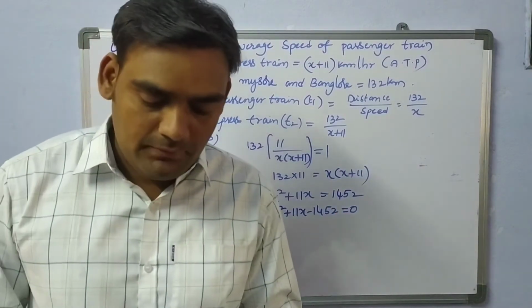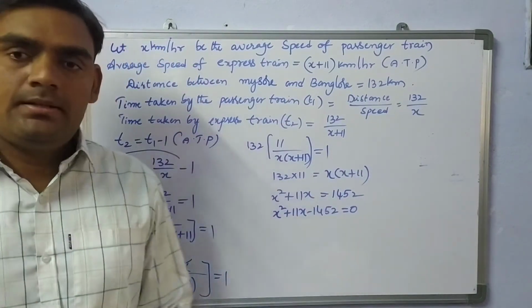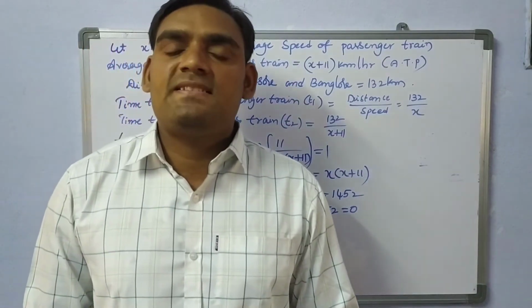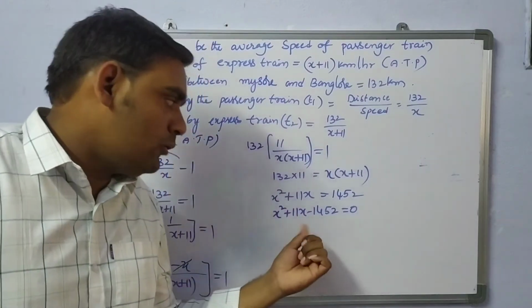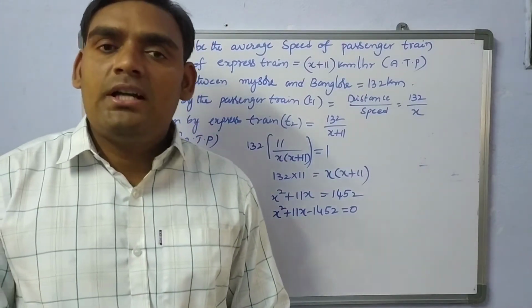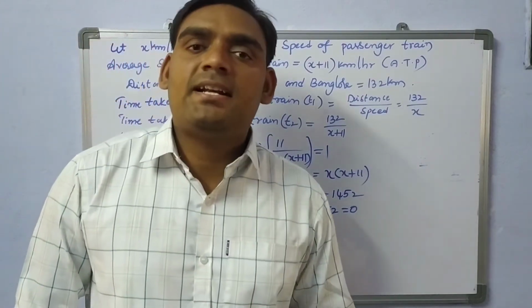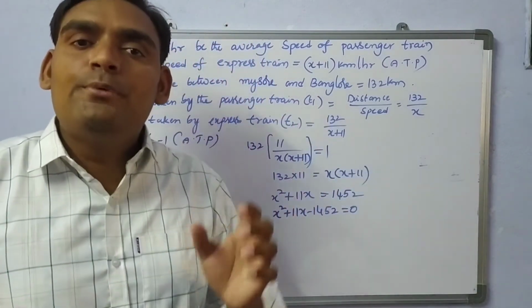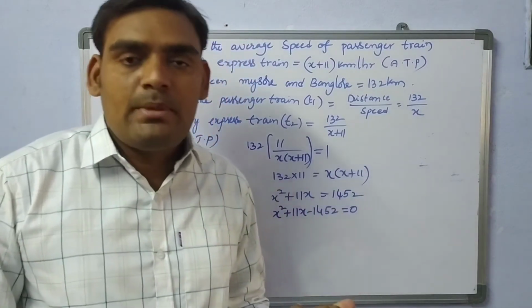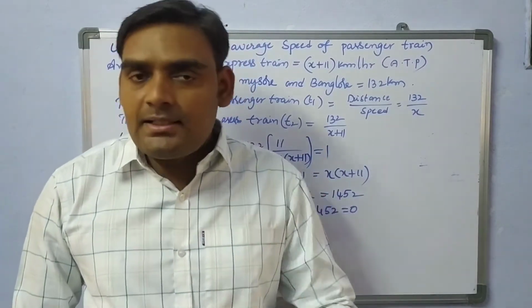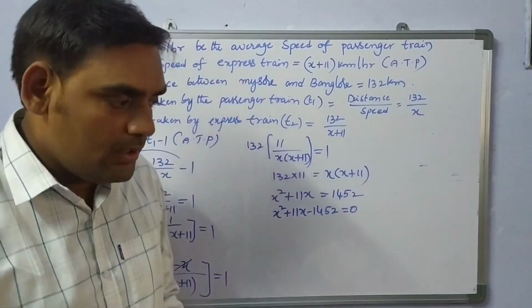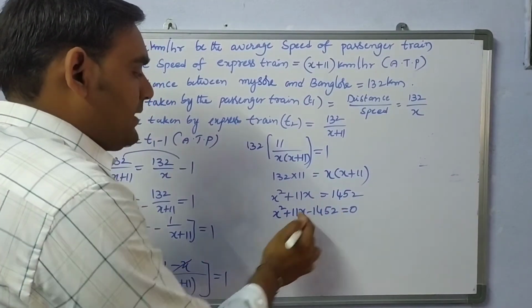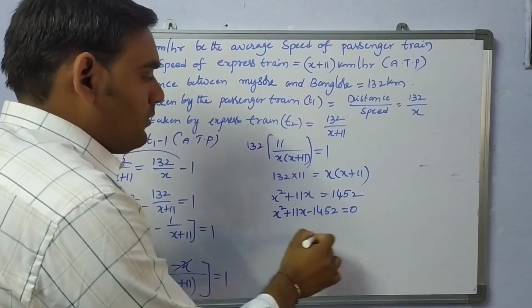Now it is in the form of a quadratic equation, that is ax square plus bx plus c is equal to 0. Now we need to find roots of a quadratic equation by using factorization method or else by using formula method. Whenever we are unable to find roots by using factorization method, at that time we can go for formula method. So by using factorization method, we are going to find roots of this quadratic equation.